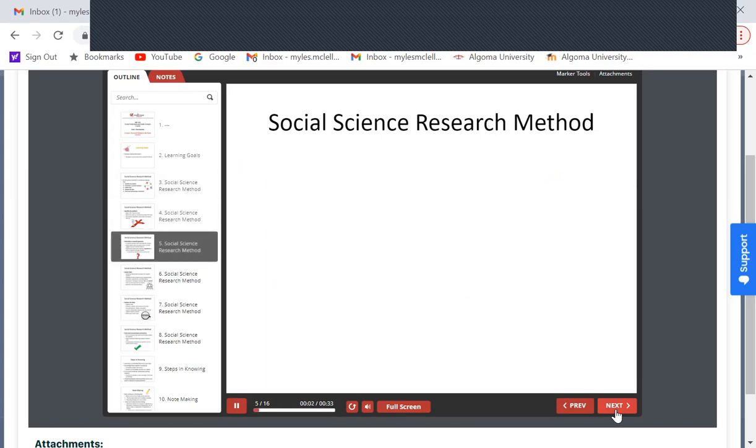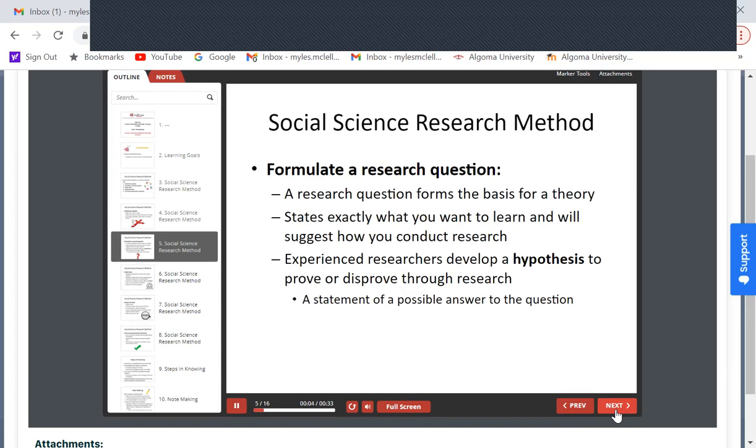Then you're going to be formulating a research question. This forms a basis for the theory. It states exactly what you want to learn and will suggest how you conduct research as a whole. Experienced researchers usually develop what is called a hypothesis in order to prove or disprove through research. Basically, a hypothesis is a statement of a possible answer to the question.